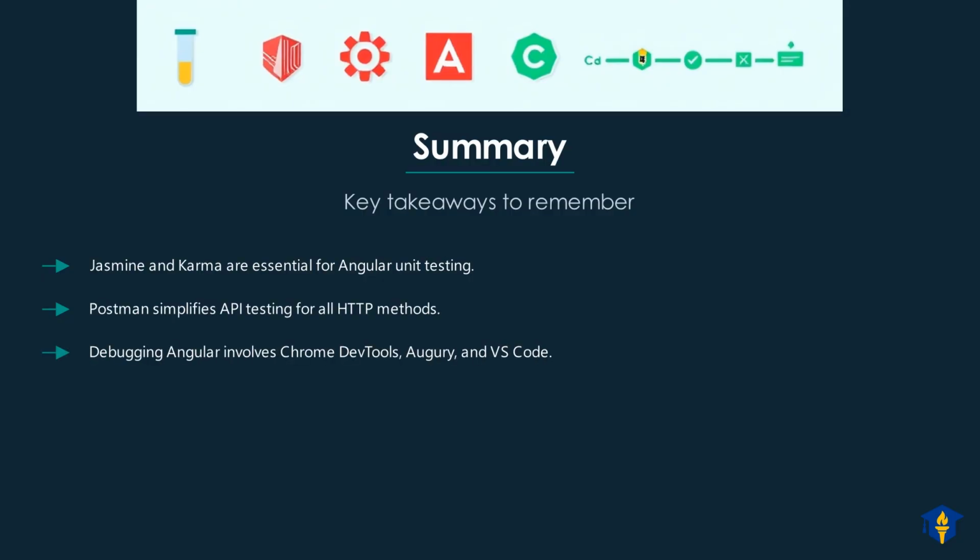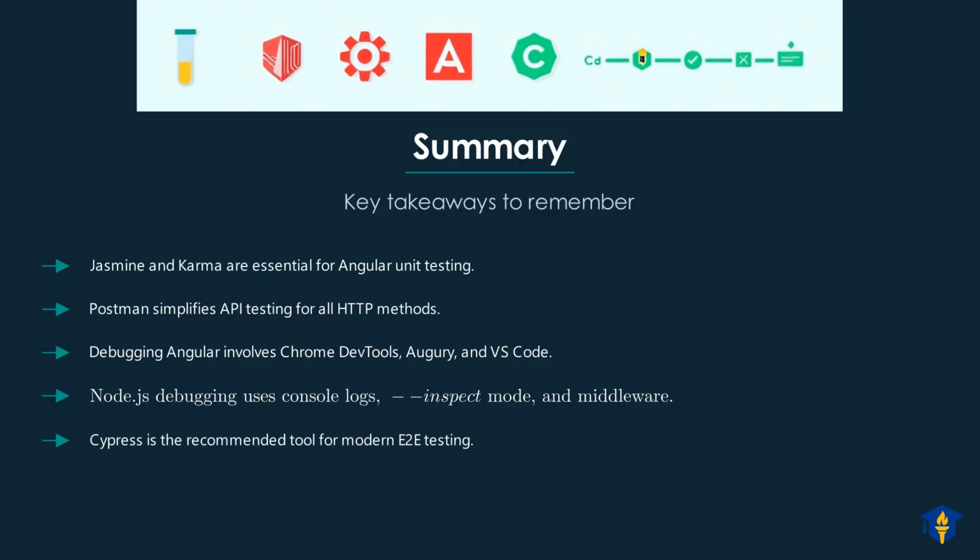Debugging Angular involves using Chrome DevTools, Augury, and VS Code breakpoints. Node.js debugging primarily uses console logs, --inspect mode, and Express middleware. Cypress is the recommended modern tool for efficient and reliable end-to-end testing. Automated testing within CI/CD pipelines ensures consistent code quality and stability.